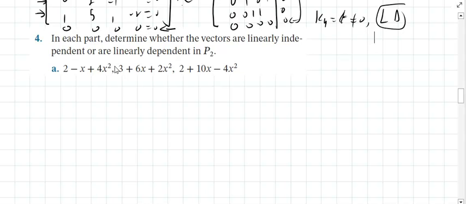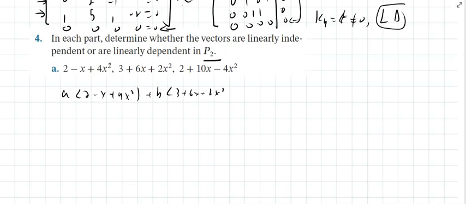If I look at this problem, in each part determine whether the vectors are linearly independent or linearly dependent in P2. Well, for P2, we know how that works. Let's take A multiplied by 2 negative x plus 4x squared plus B times 3 plus 6x. Of course, you could use k sub 1, k sub 2, k sub 3.